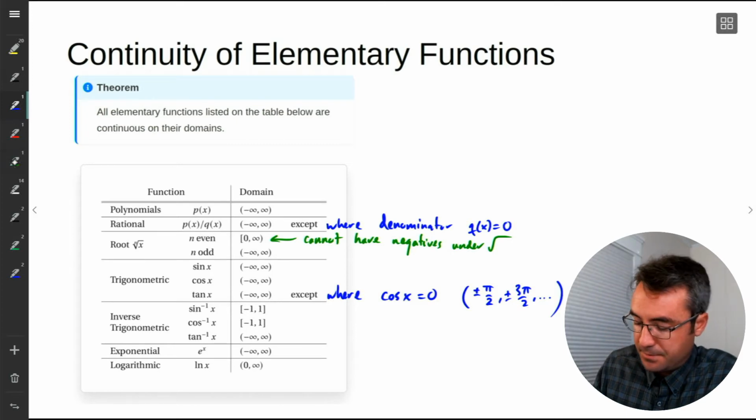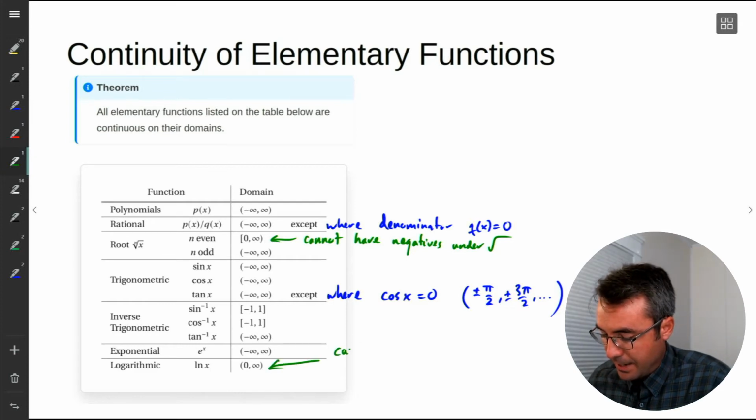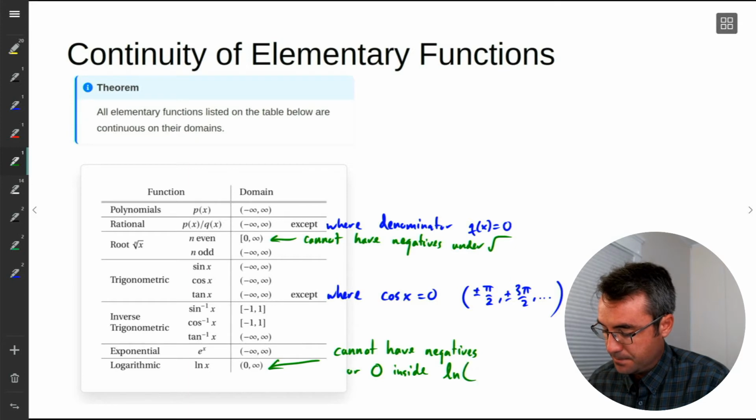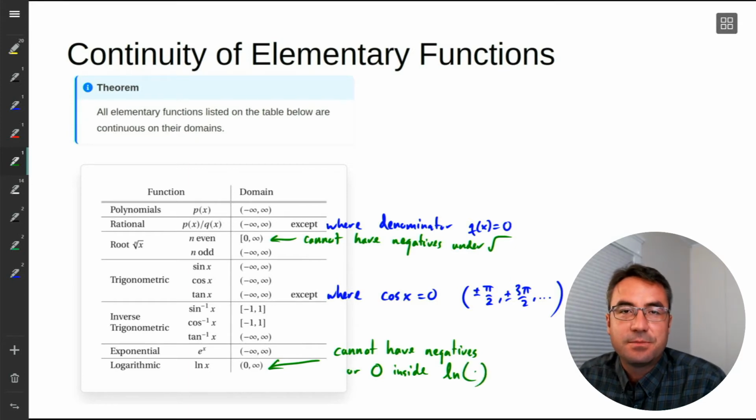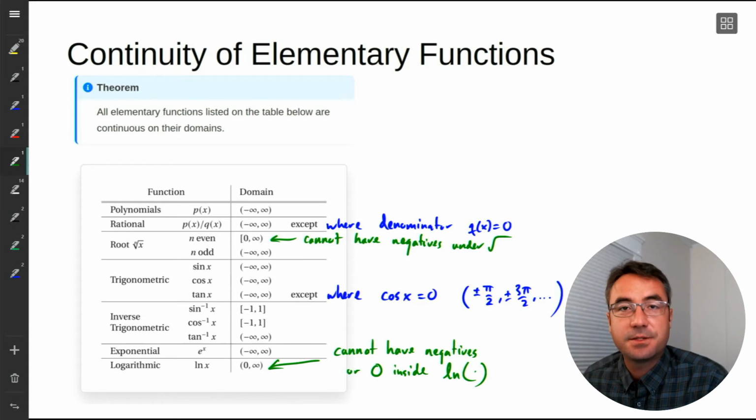So just a little note here for a log function. We cannot have negatives or 0 inside the natural log. So just a little caution there with our natural log function. But aside from those places, if our log function is defined, it's defined for all positive numbers, well, we know it's continuous there.